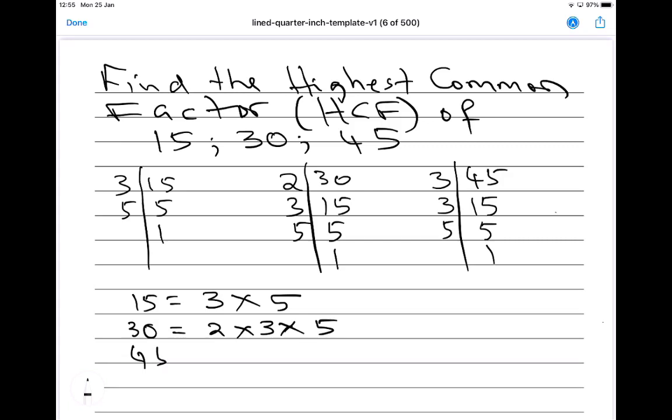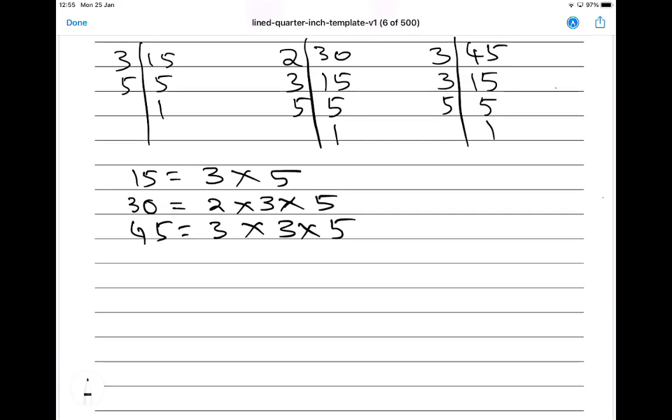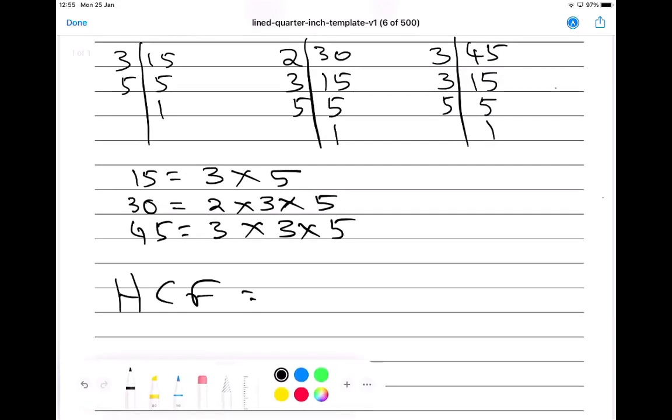And 45 is 3 multiplied by 3 multiplied by 5. Okay, so we prime factorize our numbers first. Now we are looking for the highest common factor. And now to get the highest common factor, you need to compare those prime factors and pick everything that is common.